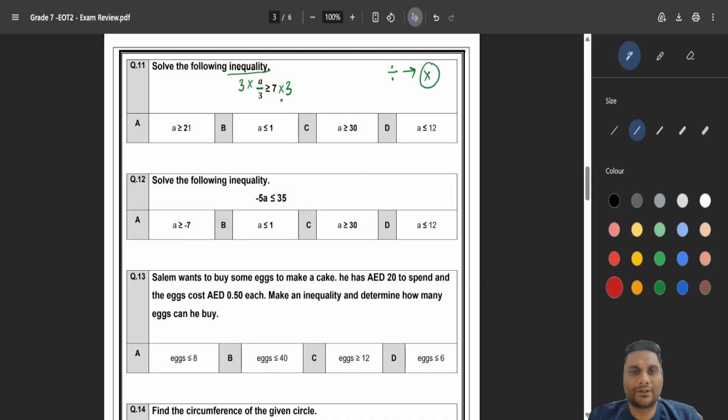Now here, 3 divided by 3, finished. If you have the same number up and the same number down, you can cut it. So finally what is left here? a greater than or equal to 7 times 3, 21. Simple. Option number A, a greater than or equal to 21.